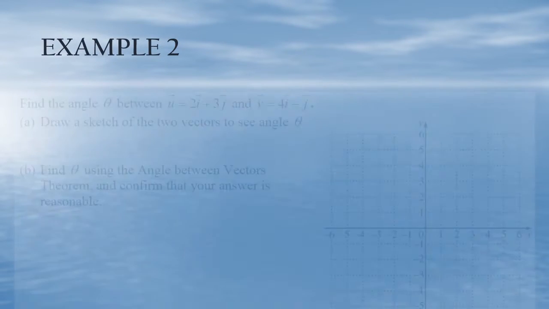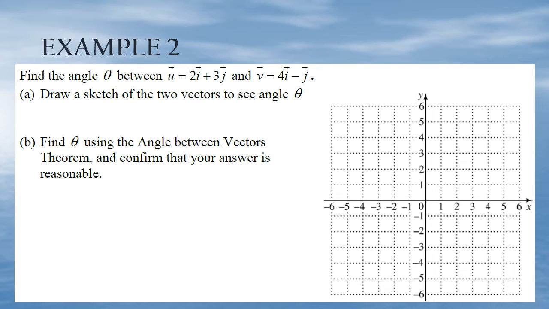So let's take a look at an example. Find the angle theta between the vector u and the vector v. U is defined as 2i plus 3j, and vector v is defined as 4i minus j. Part 1 says to draw a sketch of the two vectors in order to see angle theta.